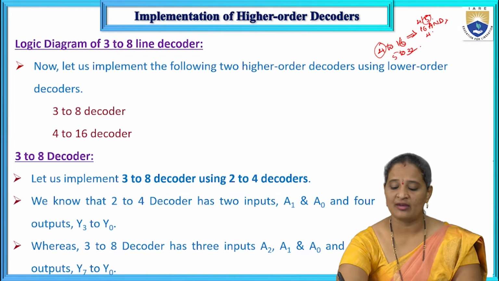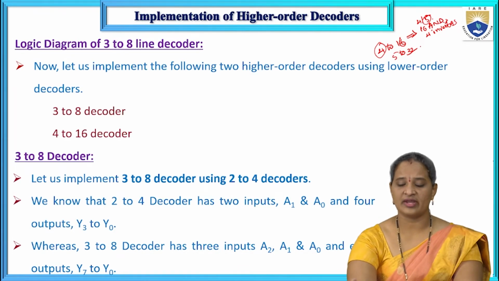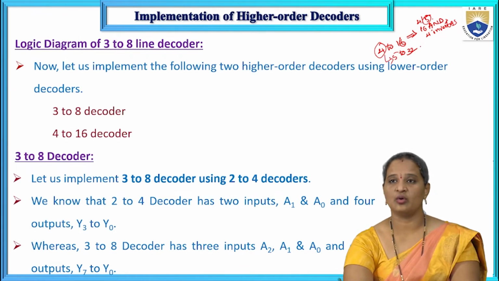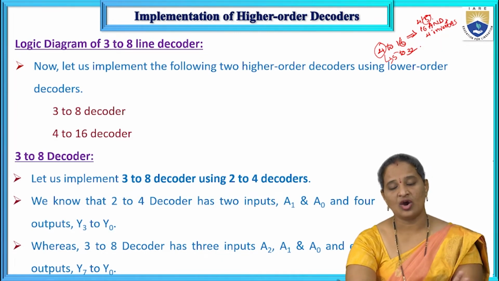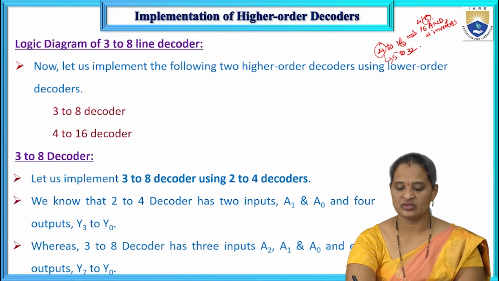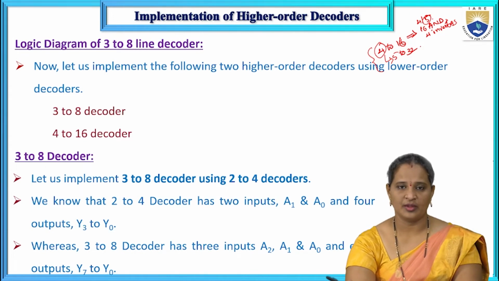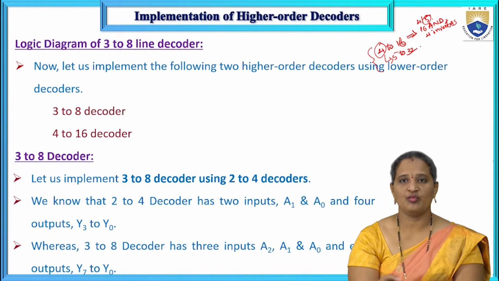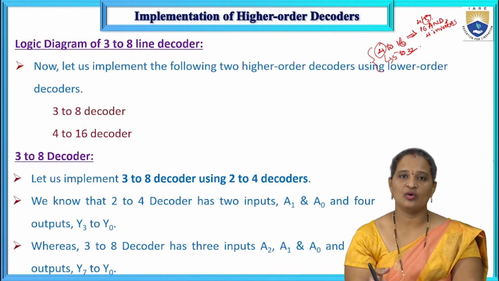And also we require 4 inverters. So this circuit will become complex. Even if you go for 5 to 32, I require 32 AND gates with a minimum of 5 inputs or maximum of 6 inputs, and 5 inverters. So as the size of the decoder increases, the complexity of the circuit becomes more. In order to avoid this, we can implement the higher order decoders by using lower order decoders.